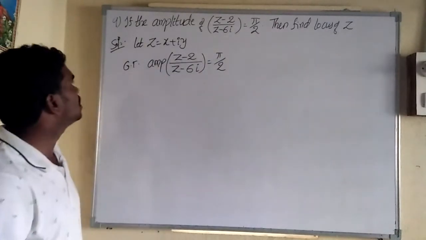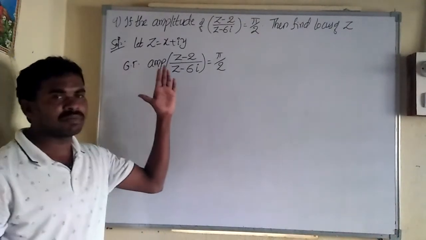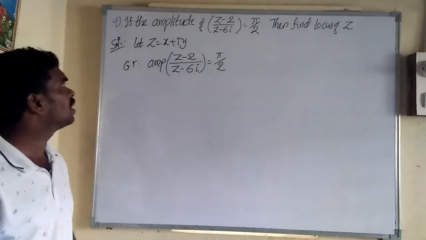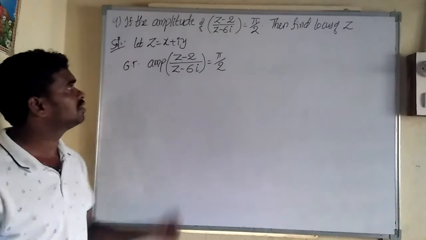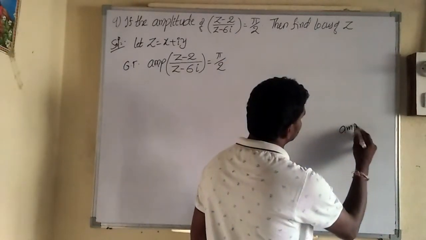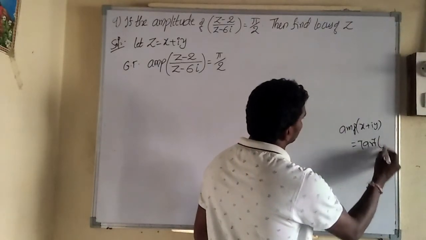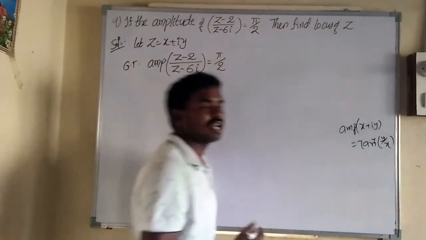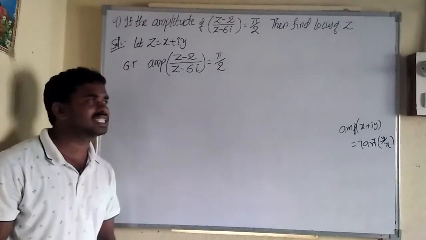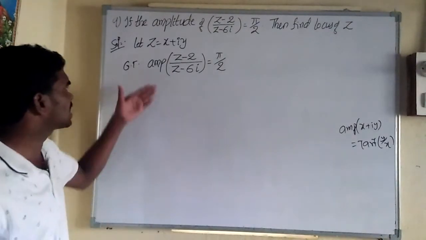Sir, just now in the previous question we have done the real part of something, and the imaginary part also we can do. What is the amplitude of z? A small piece of information: the amplitude of z, that is of x plus iy, means tan inverse of the imaginary part by the real part. It is a small formula that I told you in the previous classes, especially in the 2 marks questions. I will explain again.